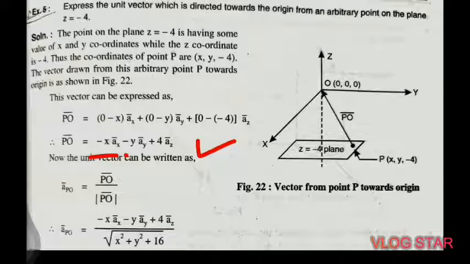Again in the next step we have to calculate the unit vector, which is given by the formula aPO bar is equal to PO bar upon mod of PO bar. The value of PO bar is calculated, that is minus x ax bar minus y ay bar plus 4 az bar, divided by the mod value of PO bar, which is equal to the root of x square plus y square plus 4 square, that is 16. So in this way we can calculate the vector PO bar and the unit vector aPO bar also. Okay, I think you must have understood this.